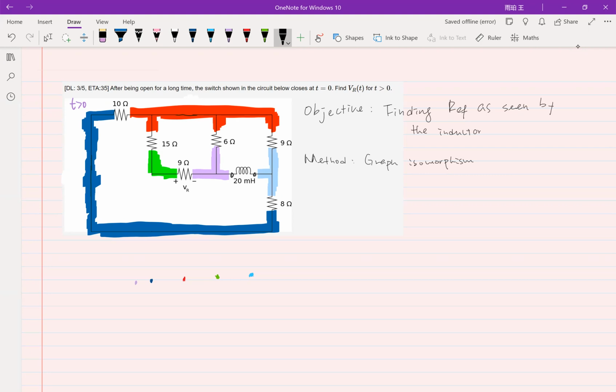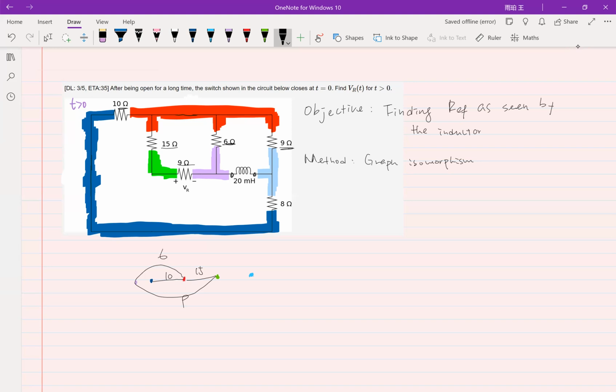Okay. So here we have a 10 ohm resistor. By the way, I'm using the same color for each node. This 10 ohm resistor is connecting the blue node and the red node. So I have a 10 ohm here. For the 15 ohm resistor, it's between the red node and the green node. So here is 15. And for the 9 ohm resistor, it's between the green node and the purple node. Here is 9. And here's a 6 between red and purple.